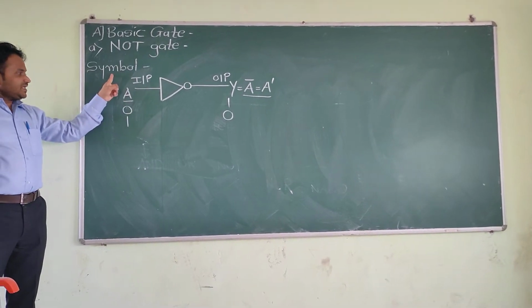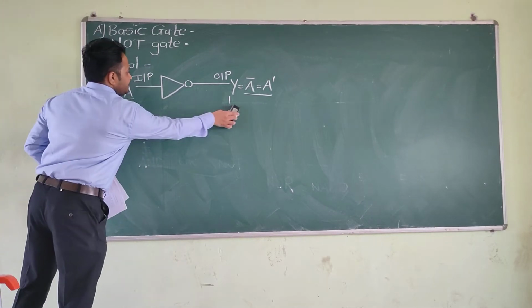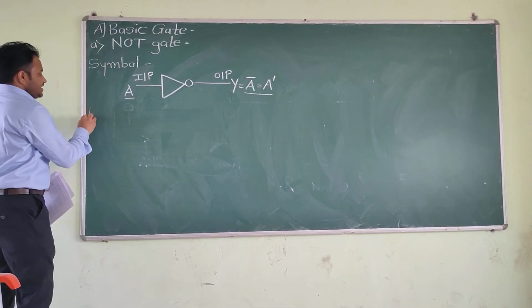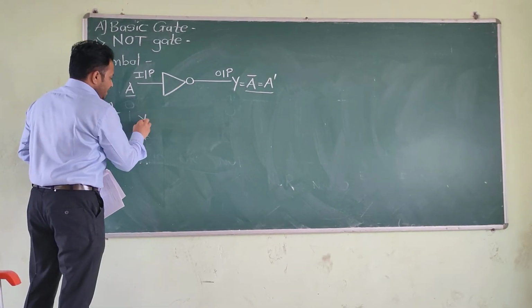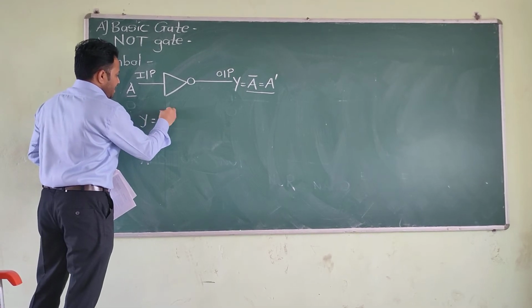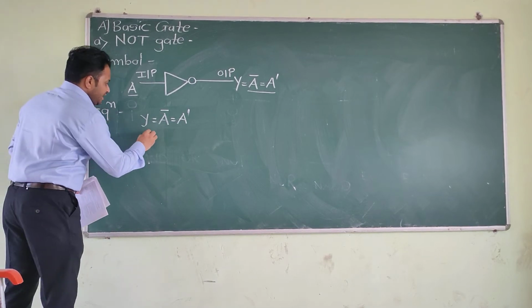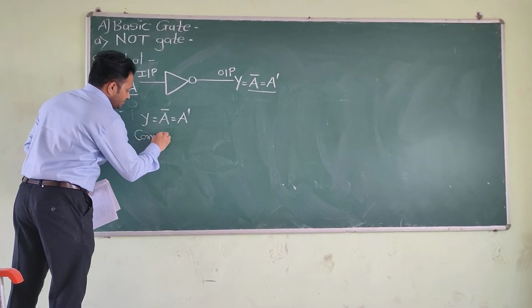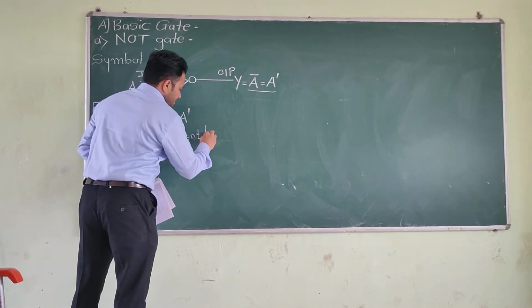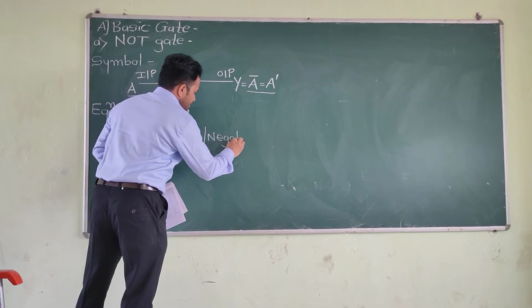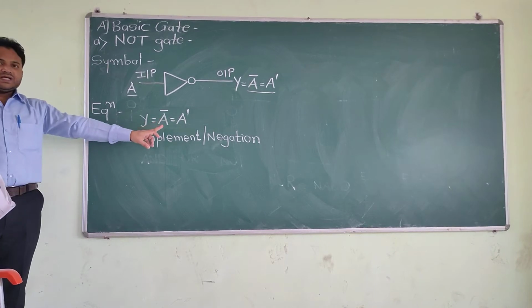So now, after taking into consideration the symbol, we will see its equation. The second one is its equation. Its equation is represented as Y is equal to A bar, also denoted as A cap. This is nothing but the complement of the input. It is also called a complement or negation.